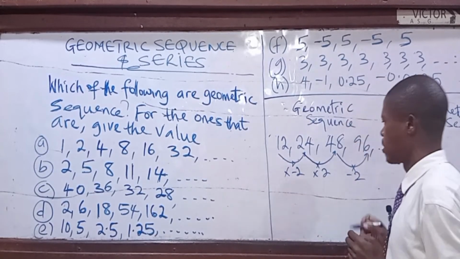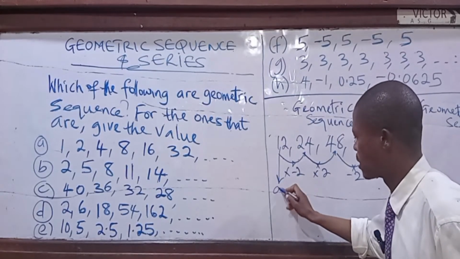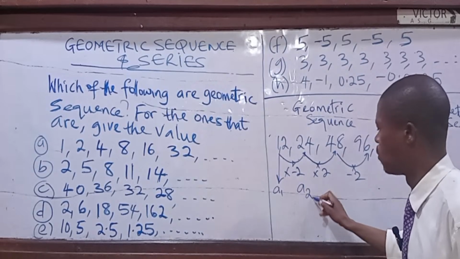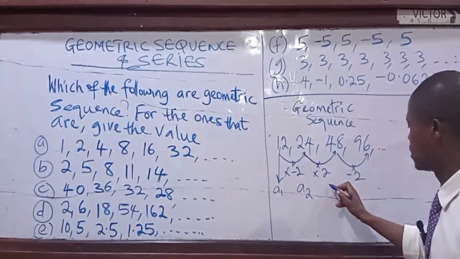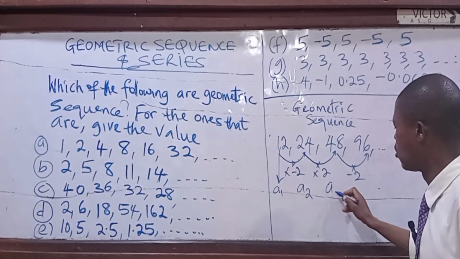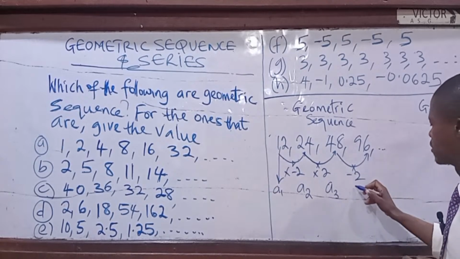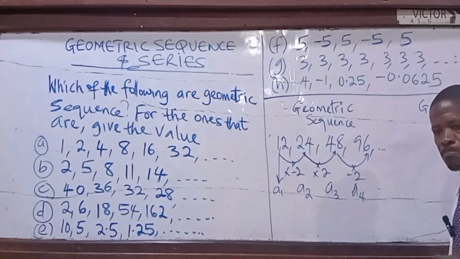The first written number is called the first term. The second written number, which is 24, is called the second term. The third written number is called the third term, and the fourth written number is called the fourth term.